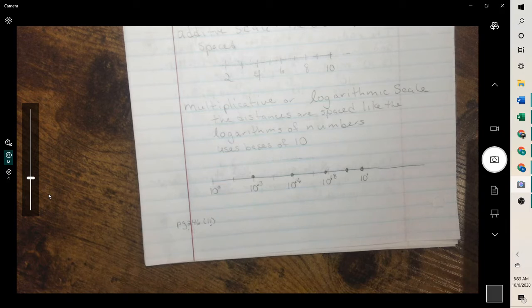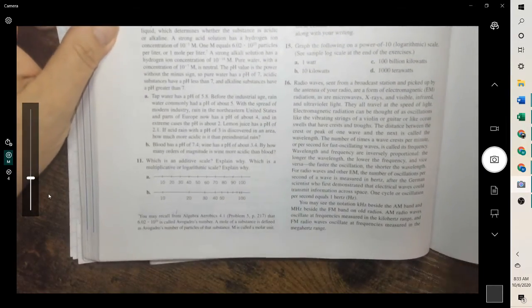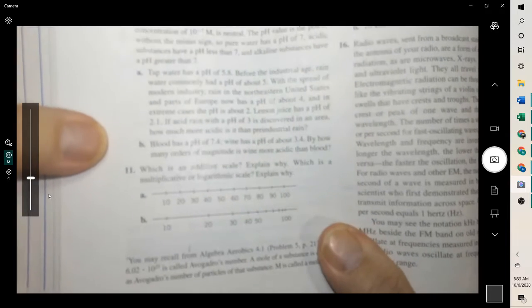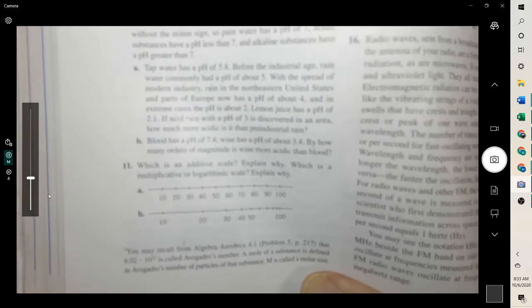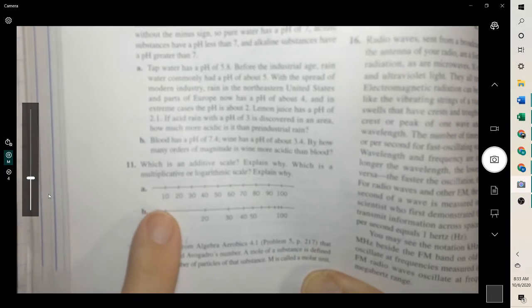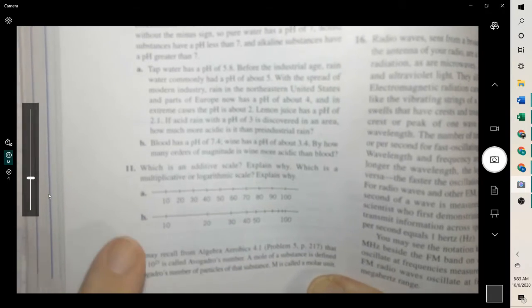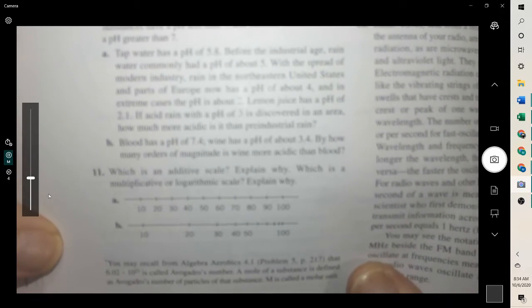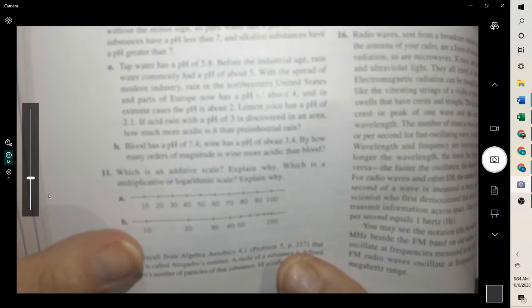Another example on page 246, number 11. Which is an additive scale, and explain why, and which is the multiplicative. Notice the first one's going by tens, 10, 20, 30, 40, 50. They're all evenly spaced. But the bottom one is not. It's going by logs.